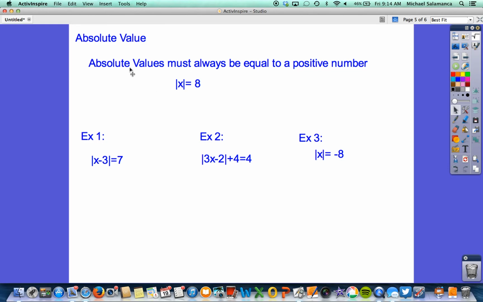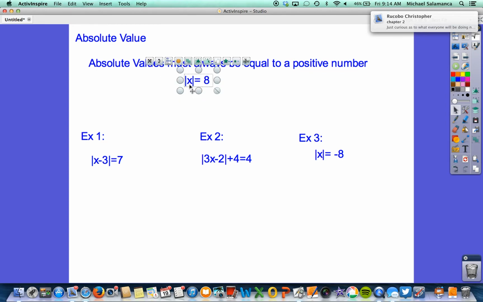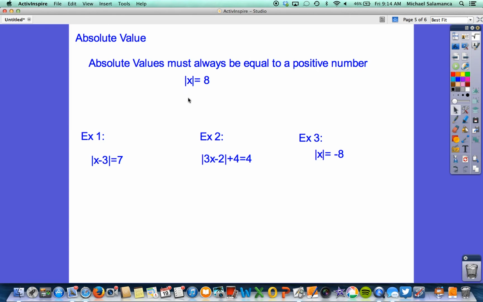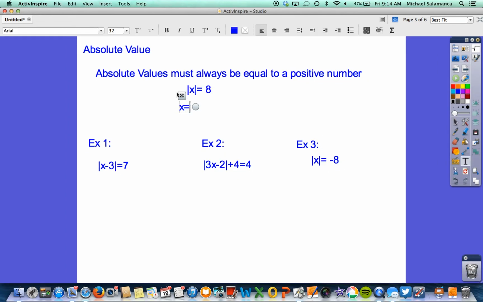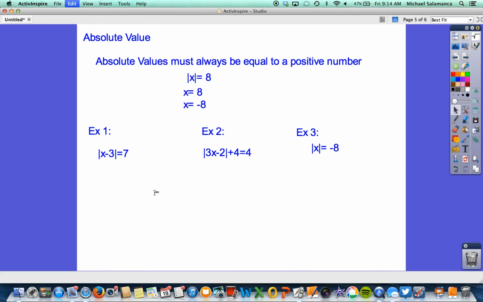So absolute values, we'll go quick because I know you've all covered this. Absolute values must always be equal to a positive number. So for this example here, we have absolute value of x equals 8. That means what two values, when I take the absolute value, will give us a positive 8. So that would be 8, and that would be x equals negative 8. Because when they're entered into an absolute value, it will be equal to a positive number.